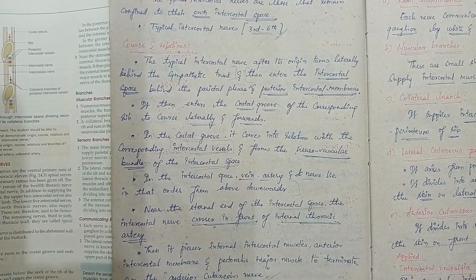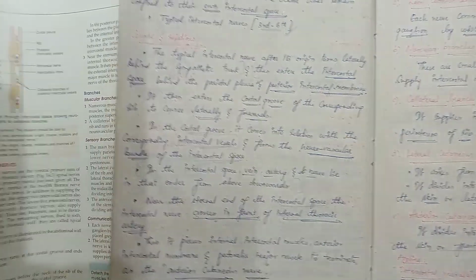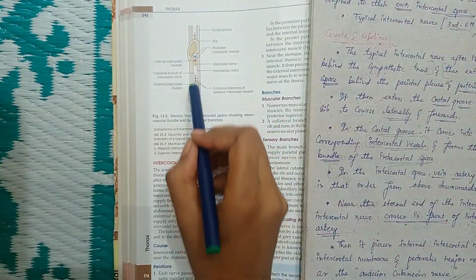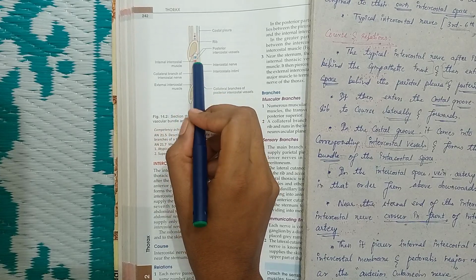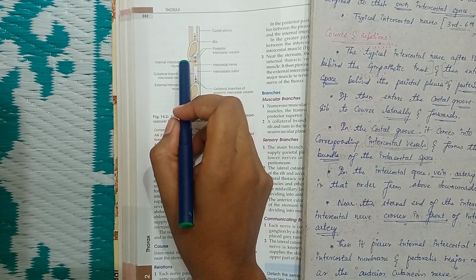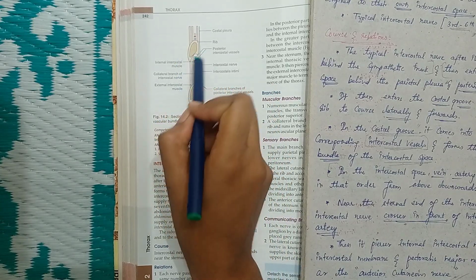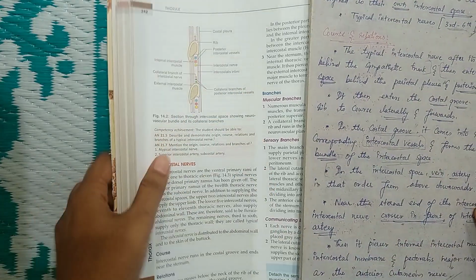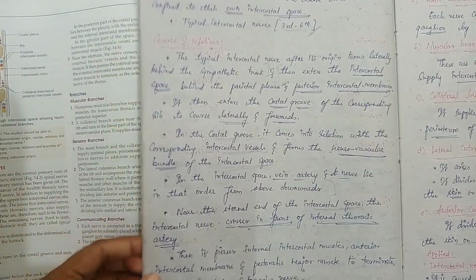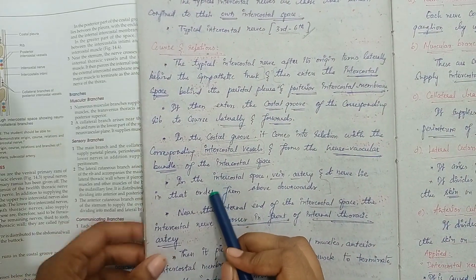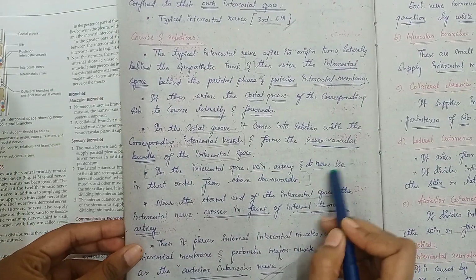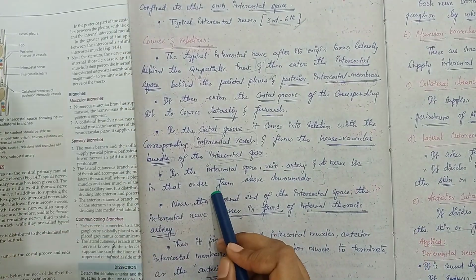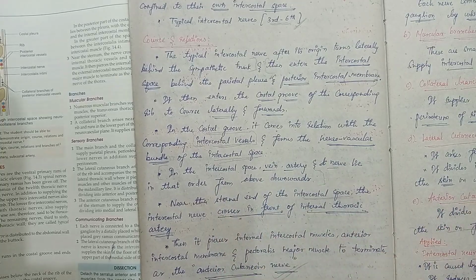intercostal space. What is a neurovascular bundle? Here see a diagram. This is a neurovascular bundle. It consists of vein, arteries and nerve. So in the intercostal space, vein, artery and nerve lie in that order from above downwards.